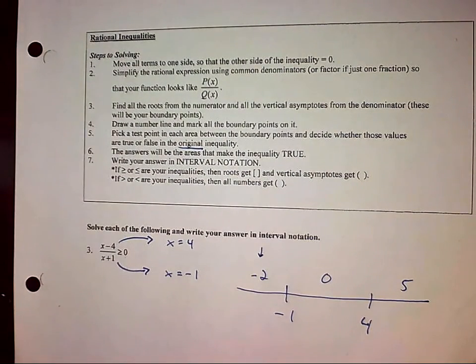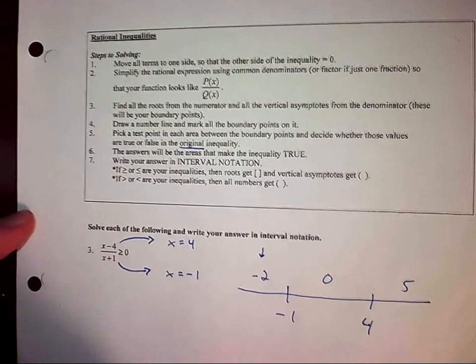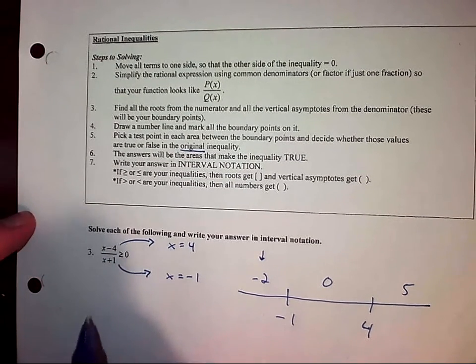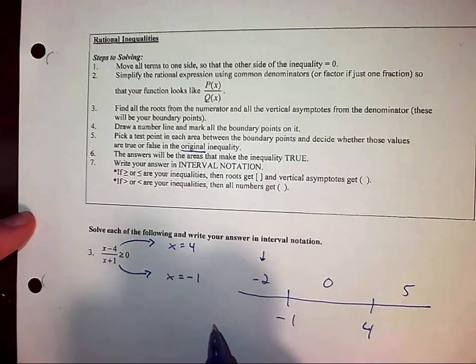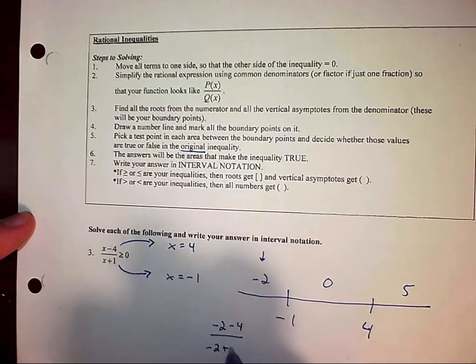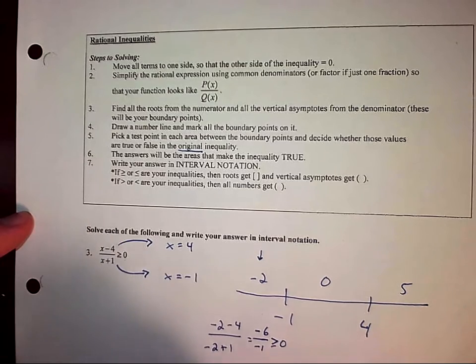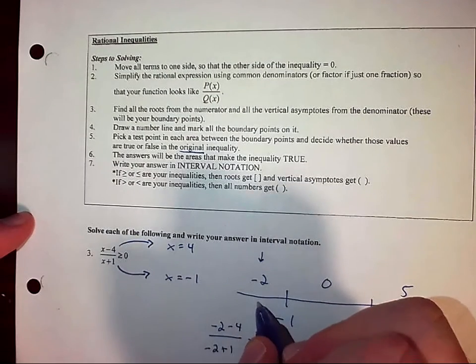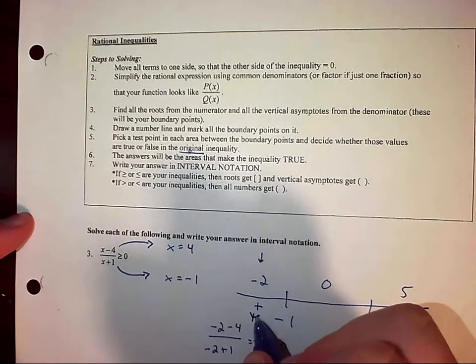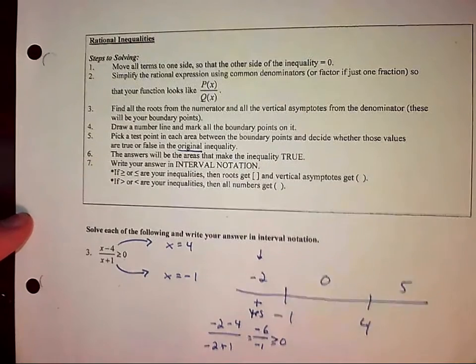If we do it again just like we did in the previous problem, if I do it for negative 2, it's going to be negative 2 minus 4 divided by negative 2 plus 1. This is going to be negative 6 over negative 1, which is just equal to 6. Is that greater than or equal to 0? Sure is. Therefore, this is positive, or I can just write it as yes, whichever way you like better.